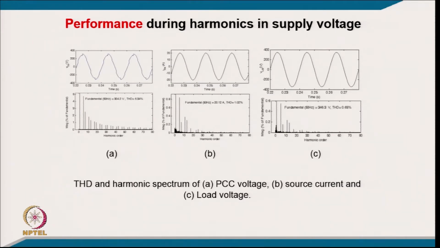This is the harmonic spectrum of the different quantities. Here is the supply voltage, which has a total harmonic distortion of 6.34%, and this is the load current, whose harmonics are only 1%. Here it is the load voltage, which has a THD even less than 1%, 0.66%. So, you can see clearly the harmonics are injected, and at the point of common coupling you are getting a sinusoidal voltage.